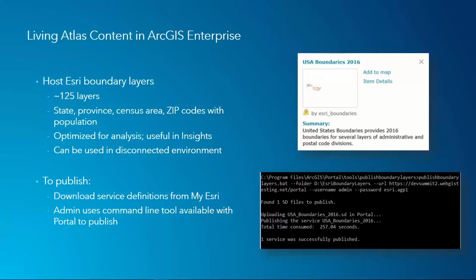To publish this, as an administrator, you basically need to download the service definitions from My Esri. They'll just be service definition files that come with an admin command line tool that's available with Portal, and you use that command line tool to publish those service definitions to stand up those hosted boundary layers within your portal. So I just want to make sure everyone's aware of that option.